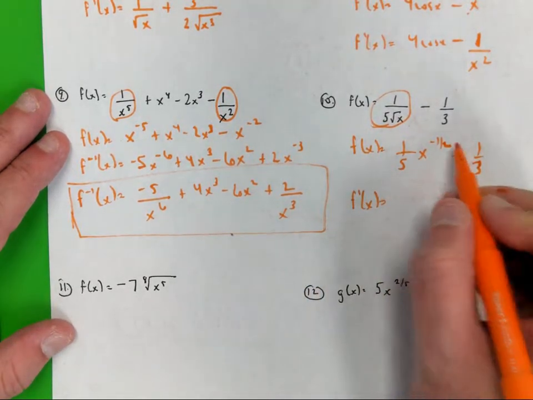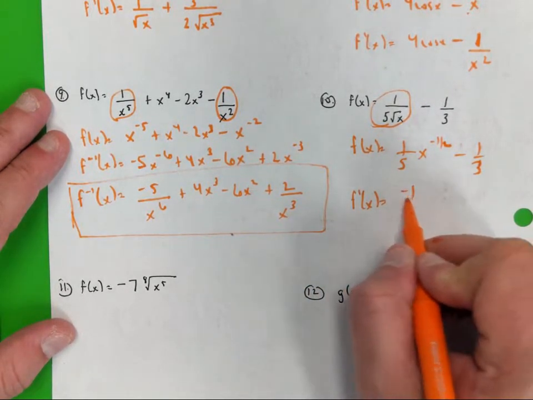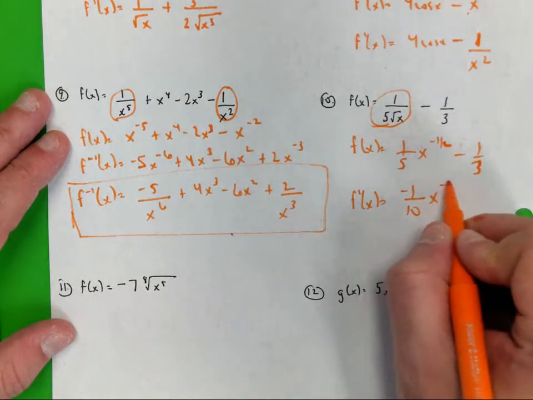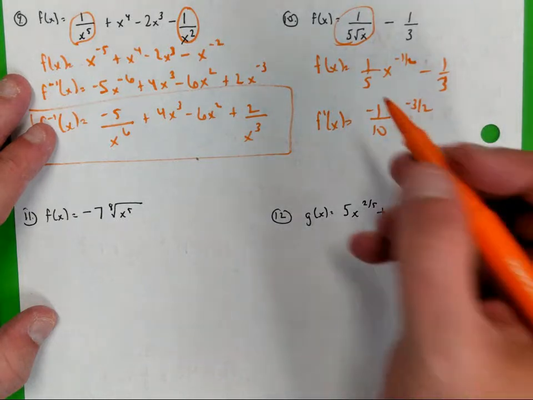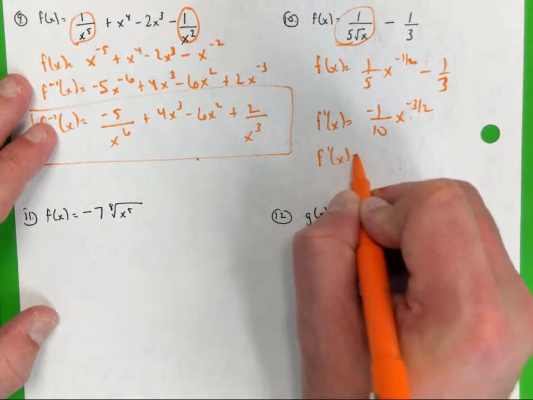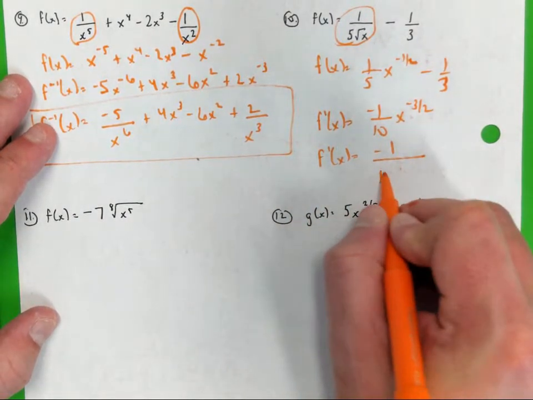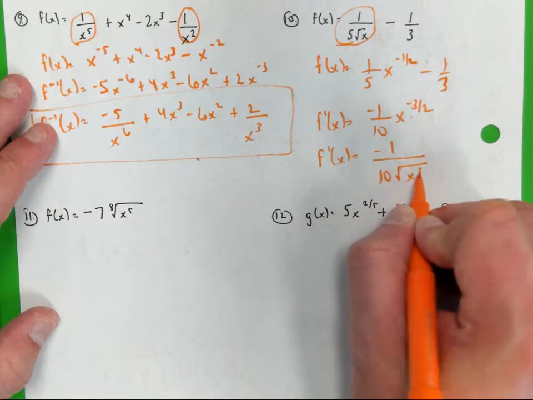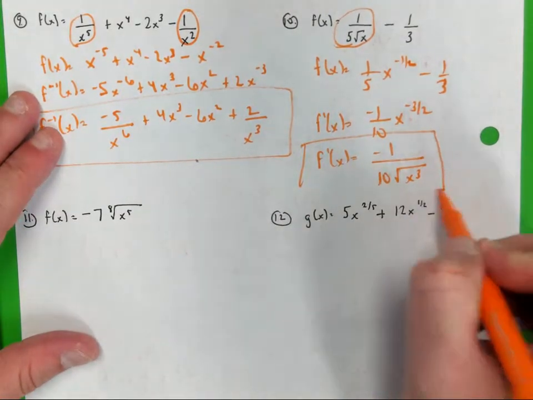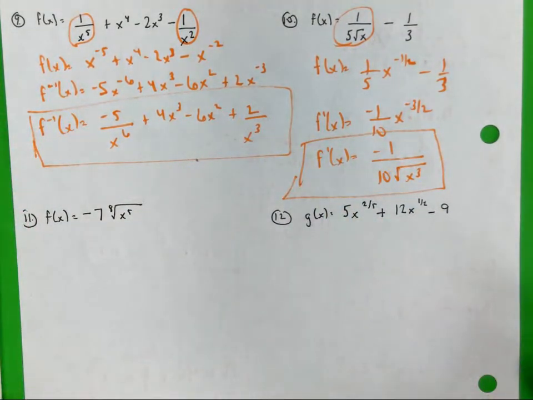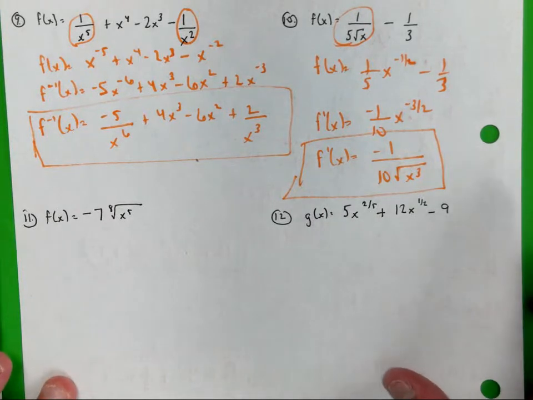F prime of x equals negative 1/2 times 1/5, which is negative 1/10, x to the negative 3/2. I'm going to rewrite this without a negative exponent. So it'll be f prime of x equals negative 1 over 10 the square root of x cubed, because the bottom number is your root, the numerator is your power. So negative 1 over 10 the square root of x cubed will be my derivative. If you were finding the slope of the tangent line at any point on the graph, that's what you would use.